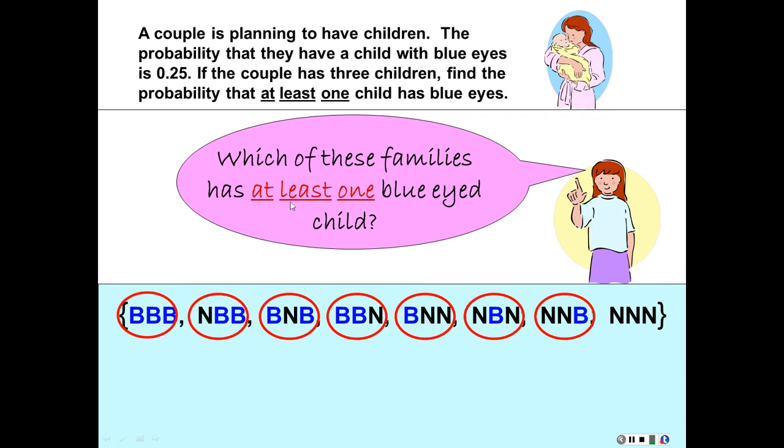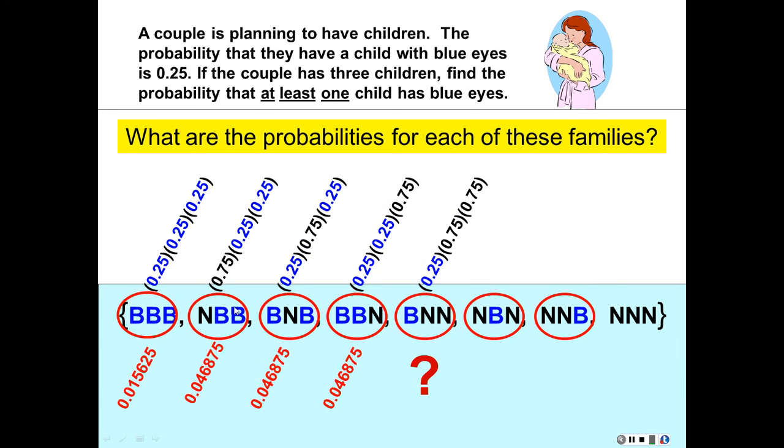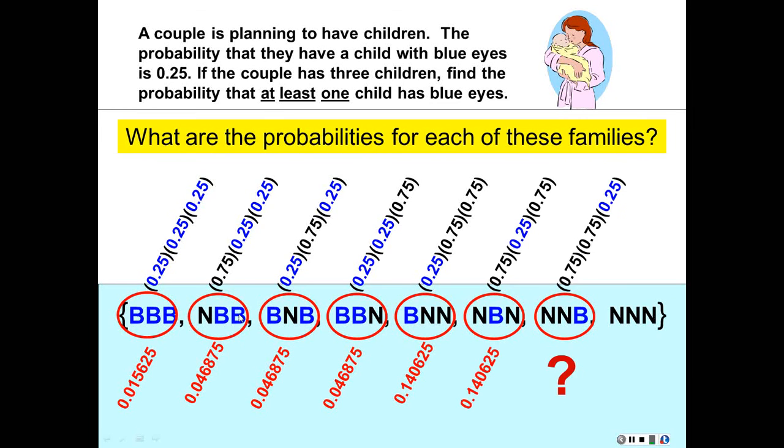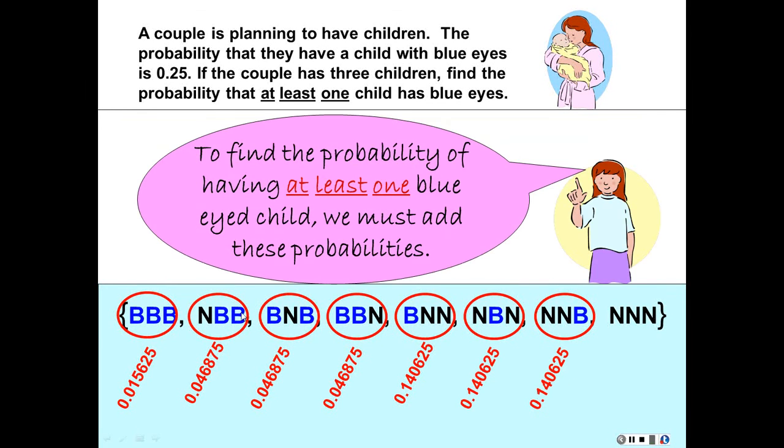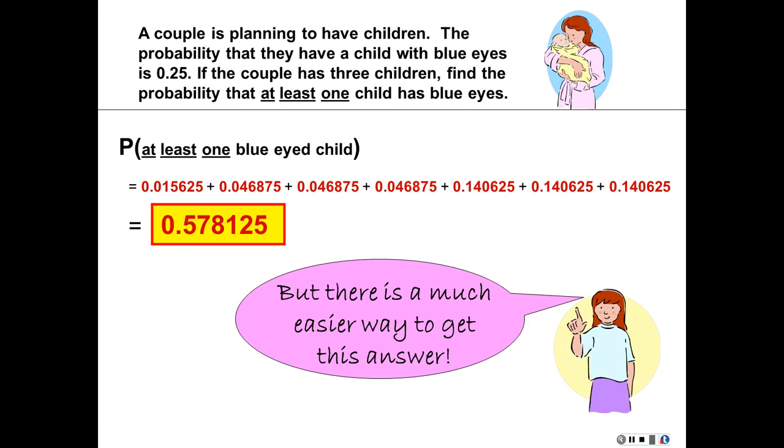Which of these families has at least one blue-eyed child? Well, all of these have blue eyes except for this one. So we calculate those. We have 0.25, 0.25, 0.25. That would be 0.75, 0.25, 0.25, and so on. We go ahead and do that until we get all those probabilities and add them up, and we get our answer, 0.578125.